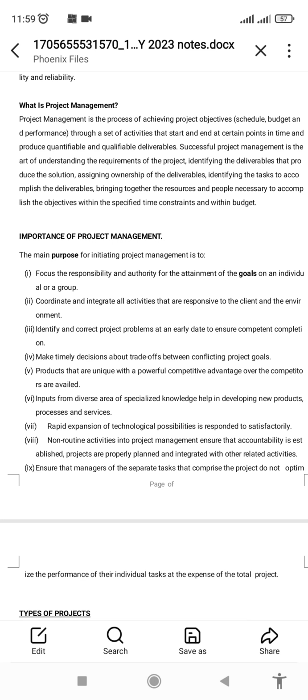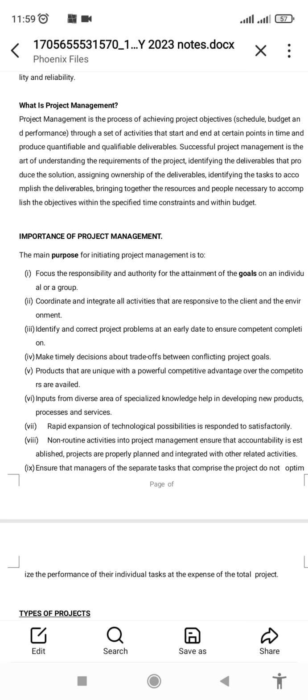Okay? Then thereafter, importance of project management. When asked about importance or purpose, you can use the same points depending on how you will phrase your point. So the first point on importance of project management, we'll say project management helps us identify and correct project problems at an early stage to ensure competent completion.